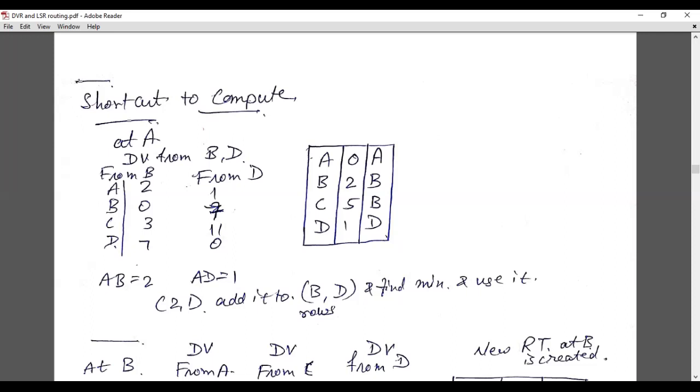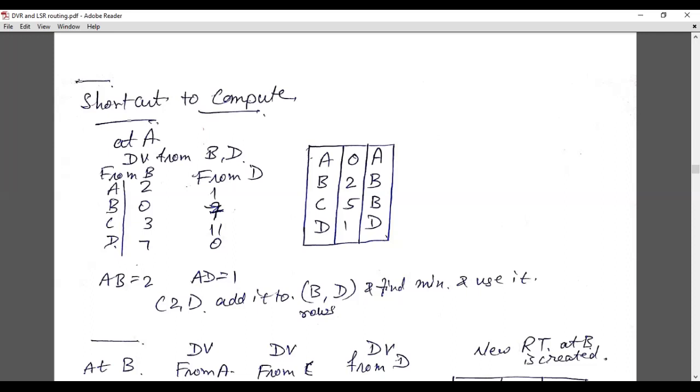And at A, we need to find the edge weights. So what are A to B and A to D? For A, we need to identify the edge weights for A to B and A to D, right? So AB is equal to 2 and AD is equal to 1. So now we have a vector 2, 1. Now what we do is add this to the entire BD vectors, right? So 2, 1, then 0, 7, 3, 11, 7, 0. We add this 2, 1 to each of these and find the minimum and use it.